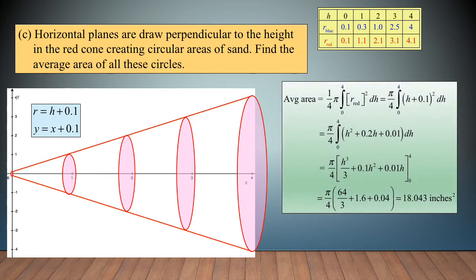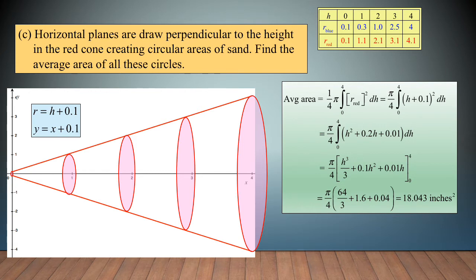We want to first find the area of all these discs, and we use the formula pi r squared. So we will integrate pi, integral from 0 to 4, of r squared dh. Or, if you want to, pi integral from 0 to 4 of y squared dx. We also then have to divide this by 4 to get the average area.